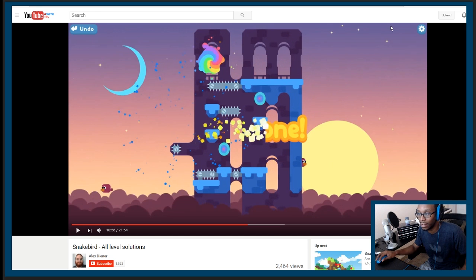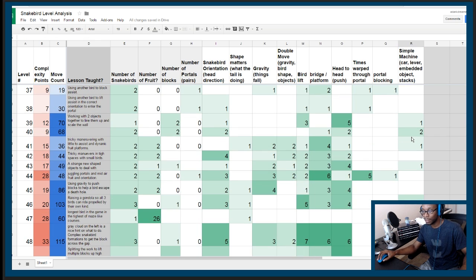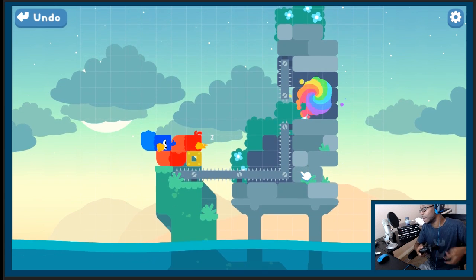And the last thing is what I call simple machines. When you use multiple snakebirds or multiple objects to create a car, a lever, you encase an object and use your own body to both hold it up and push it, like a snake constricting on something, or you create a stack of things and you're moving multiple objects simultaneously. That's exactly the kinds of complex machines that are possible in Snakebird, because of all of its moving parts and all the interesting things that it does. So this is what I mean by a complex machine.